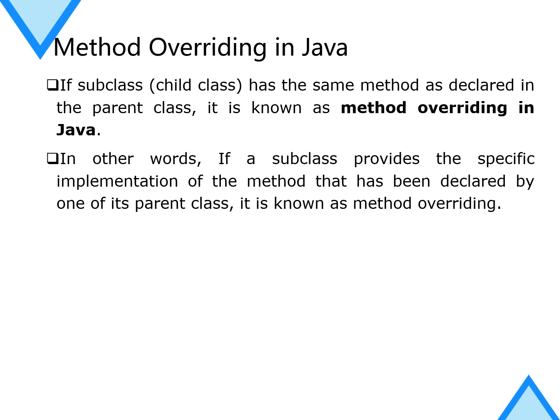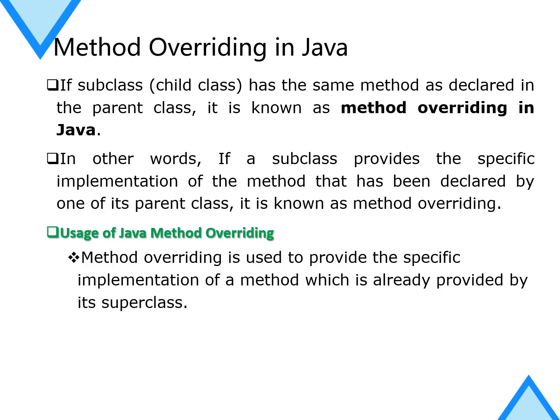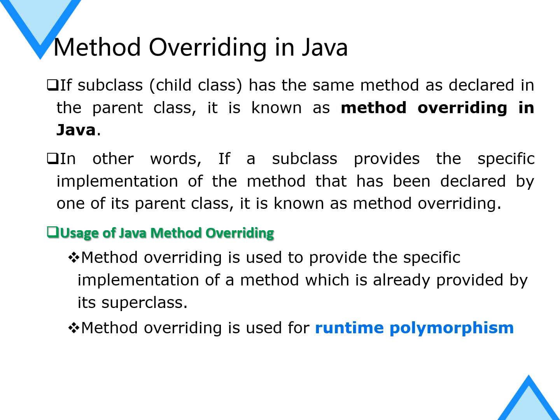If we have some implementation of some method in the parent class and we are implementing the method again in the child class, then we say the method is overridden in the child class. Usage of Java method overriding: method overriding is used to provide the specific implementation of a method which is already provided by its superclass.